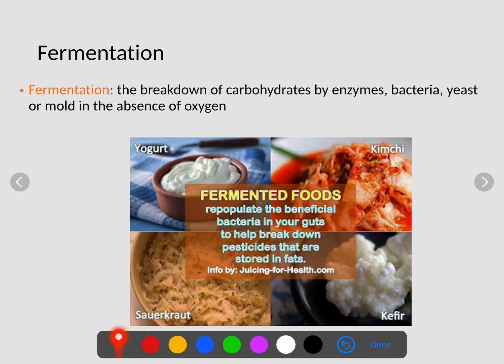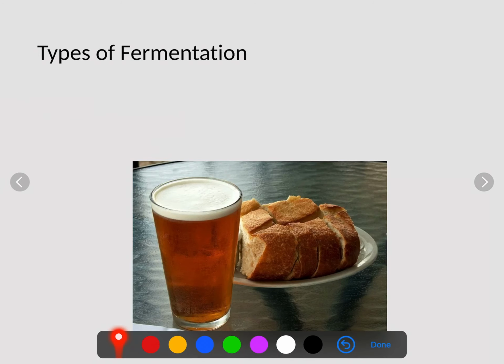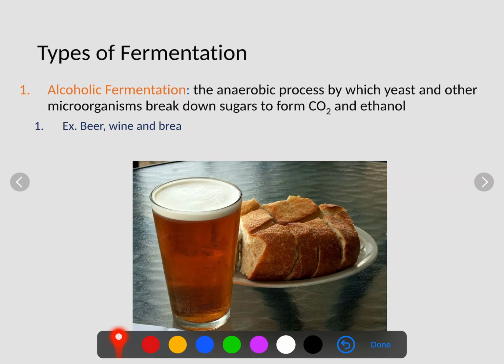So again, remember, fermentation is the breakdown of carbohydrates by enzymes, bacteria, yeast, or mold in the absence of oxygen. Now, some common foods that use this fermentation process are things like yogurt. That's what gives it its tang. Kimchi, which is almost like a Japanese cabbage, spicy cabbage. Sauerkraut, more of our region, kind of Polish type food, as well as kefir, which is almost like a fermented type thing. But again, fermentation is in the absence of oxygen.